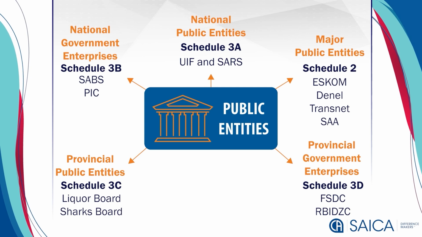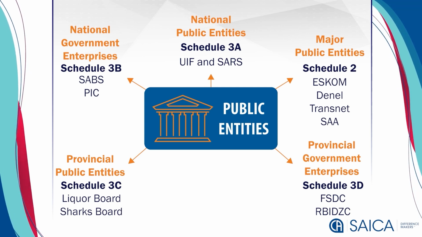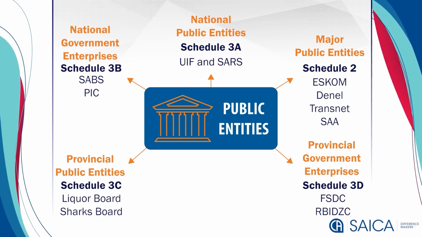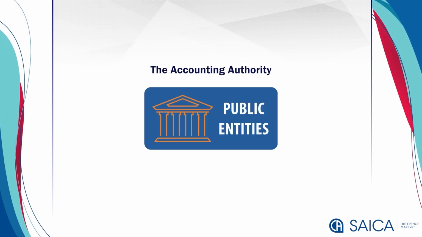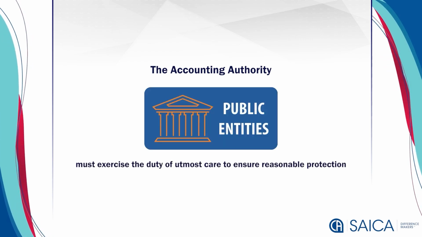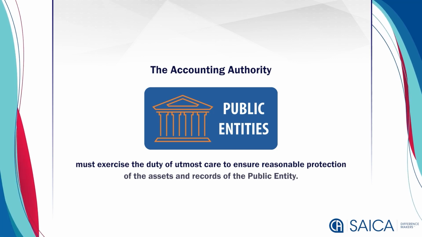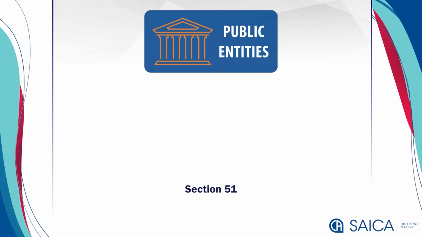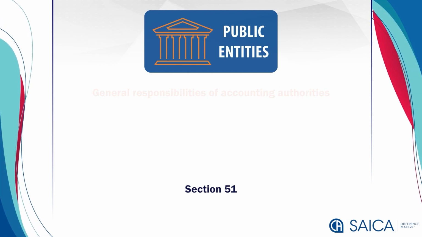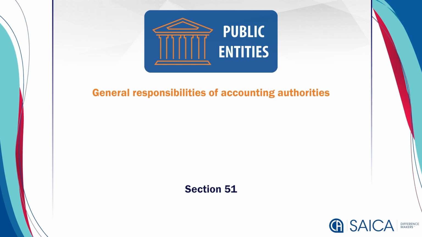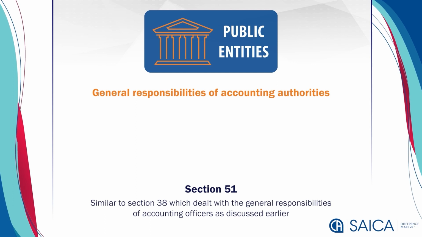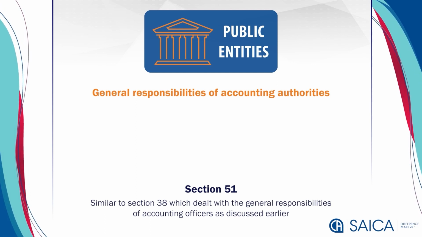Every public entity must have an authority which must be accountable for purposes of this Act. This was discussed in detail in the definitions section of this video. The accounting authority for a public entity must exercise the duty of utmost care to ensure reasonable protection of the assets and records of the public entity. Section 51 is a very important section of this chapter that deals with the general responsibilities of accounting authorities and is similar to Section 38, which dealt with the general responsibilities of accounting officers as discussed earlier.